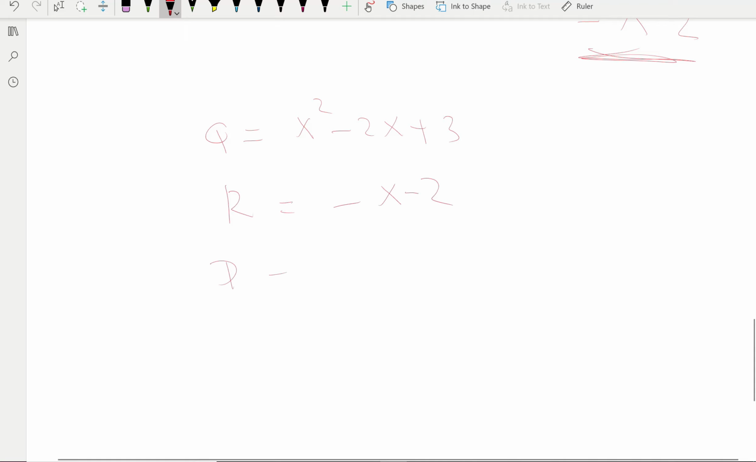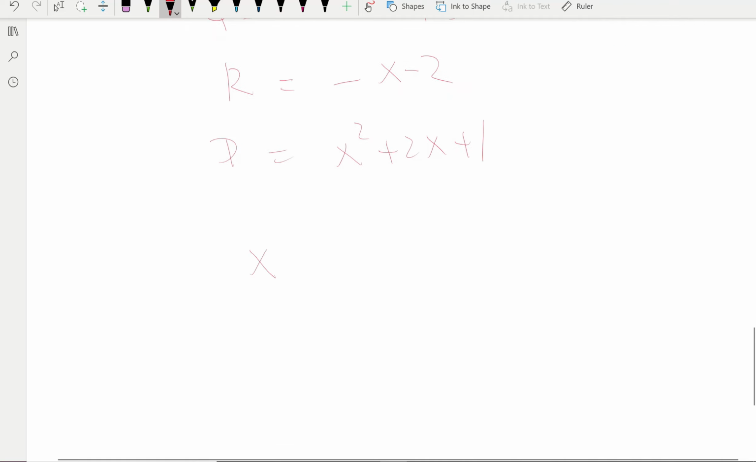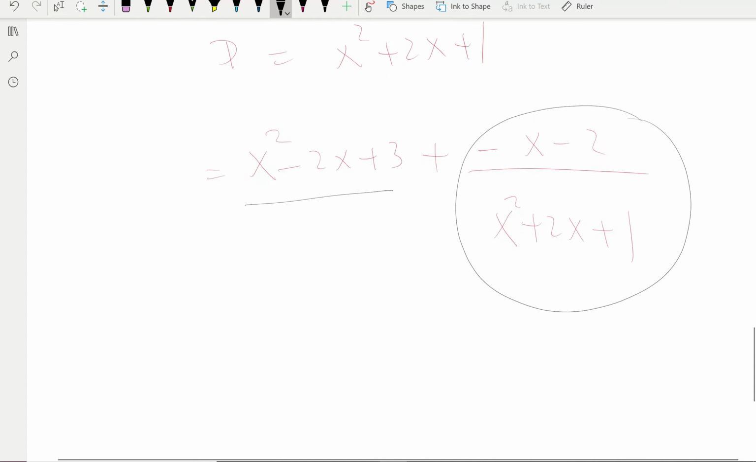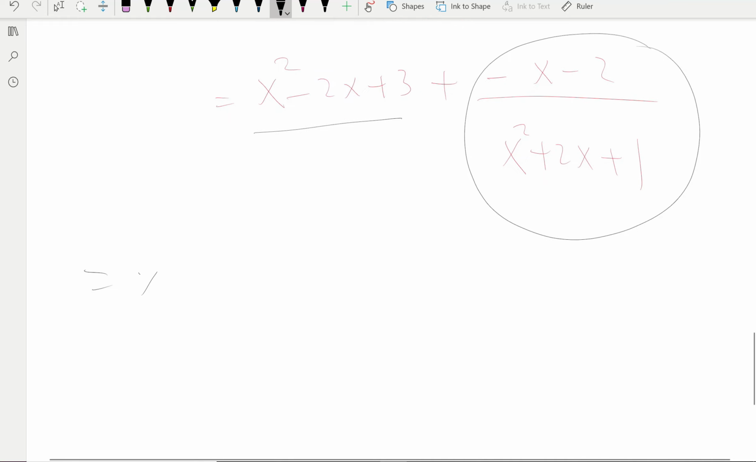And our divisor was x square plus 2x plus 1. Alright, so let's write the full decomposition. So Q, x square minus 2x plus 3, plus the remainder, minus x minus 2, divided by the divisor, x square plus 2x plus 1. Alright, so now you have to worry about this part. So this is a case 1 fraction. Don't worry about this. Let it be like that. Okay. So keep writing that term, x square minus 2x plus 3.